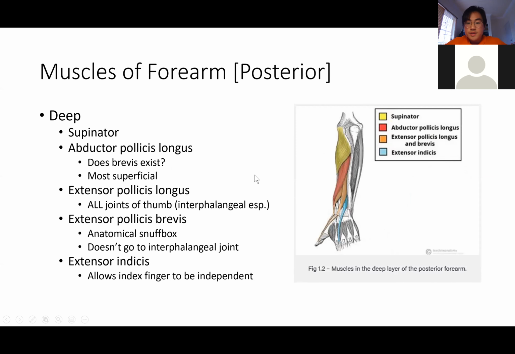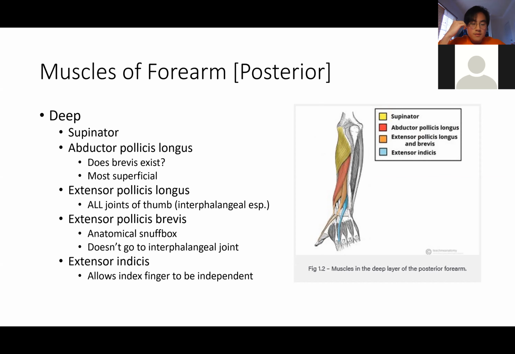Okay, now we're going to the deep layer. We've got a supinator. You can guess what it does from its name. And here we've got the main muscles of the thumb. So let's think about all the actions of the thumb that we know about. We know there's flexion of the thumb, extension of the thumb, abduction and adduction of the thumb. So the four movements of the thumb, right? So we know there's a flexor pollicis longus in the flexor compartment of the forearm, which makes sense, right? Because it flexes the thumb.